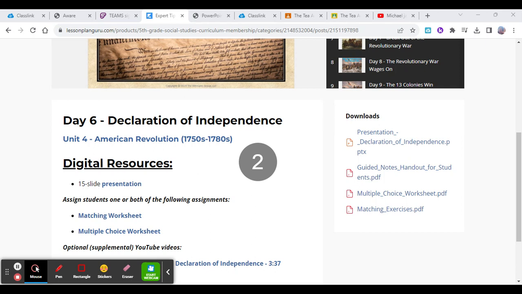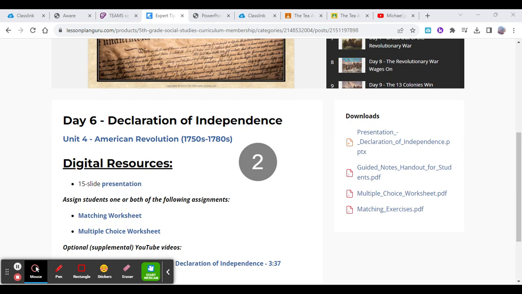Declaration of Independence. Committee of Five. Five individuals who were chosen by the Second Continental Congress to write the Declaration and became known as the Committee of Five.